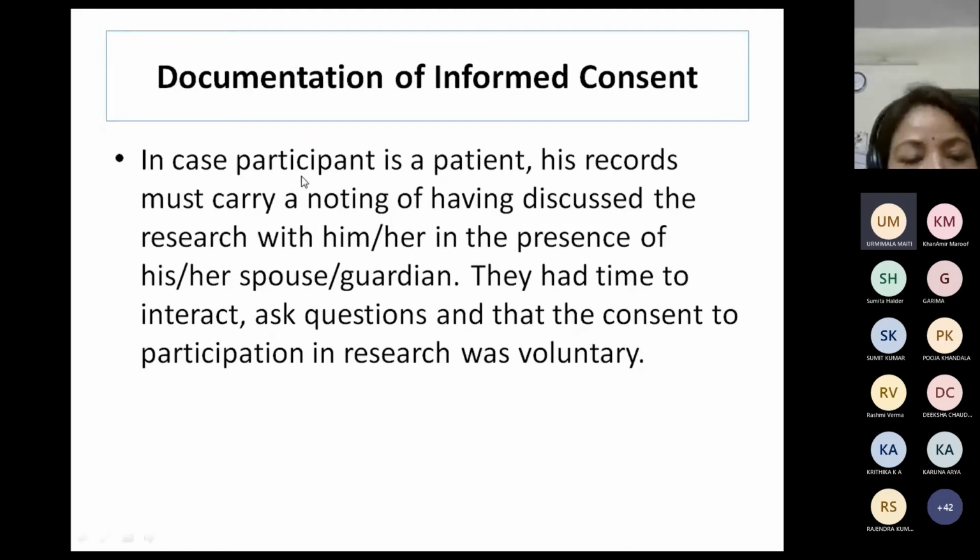So if the participant is a patient, which in most of our thesis studies it will be so, his records should carry a noting of having discussed the research with him or her in the presence of his spouse or guardian, and they had time to interact, ask questions, and then the consent to participate in research was voluntary. So this statement should be there in your PIS. Okay.